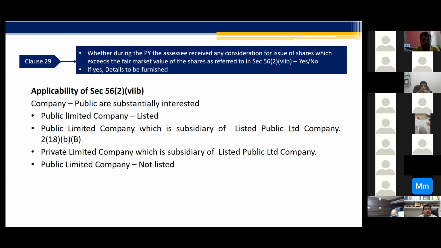Now 56(2)(viib) itself is a Bible in itself, where you have to go into it as an auditor and examine whether it actually falls under 56(2)(viib) or not. Now, 56(2)(viib) applies to a company in which the public are not substantially interested. It's because it applies basically to a private entity. So where the public are substantially interested, it does not apply. Those are a public company, a listed public company which is a subsidiary of a listed company, a private company which is a subsidiary of a listed public company, and so on.